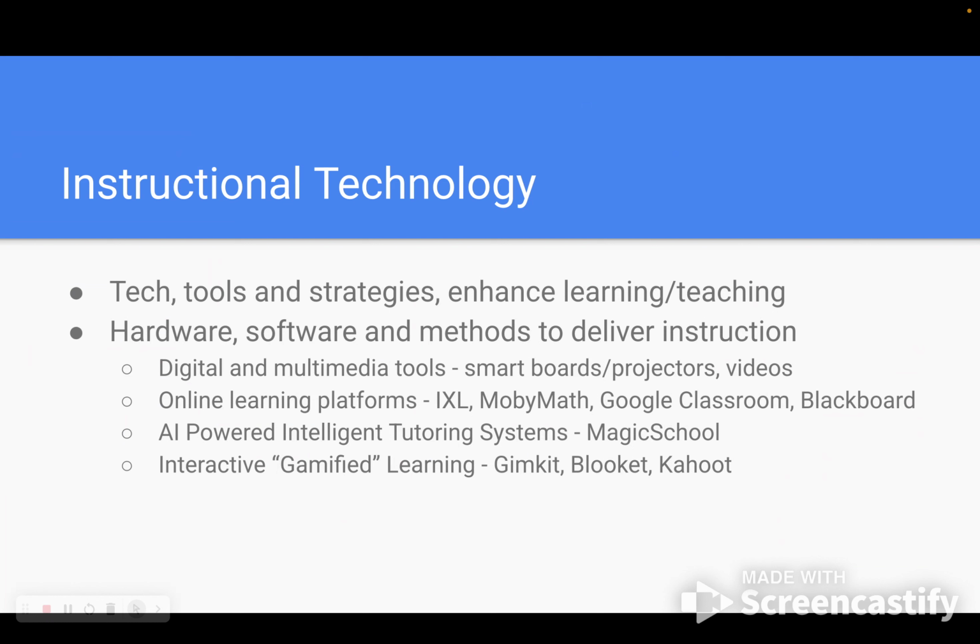Recently, there have been many developments in AI and intelligent tutoring systems. My school district is currently trialing Magic School. In the past, I've also used interactive gamified learning through websites such as Gimkit, Blooket, or Kahoot. Instructional technology are ways to deliver instruction.